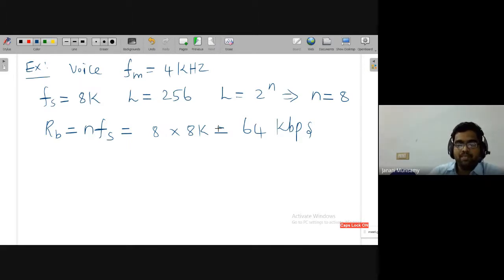Because any memory element cannot store the analog signal, because an analog signal will have an infinite amount of information. So with a finite amount of storage device, you cannot store infinite information. So in general, all storage media will store only digital data.